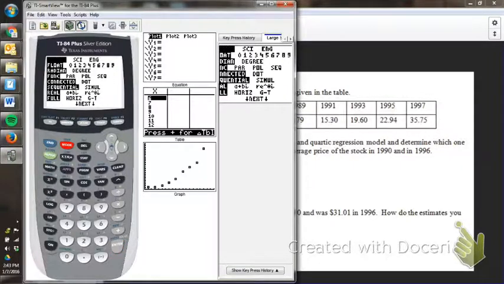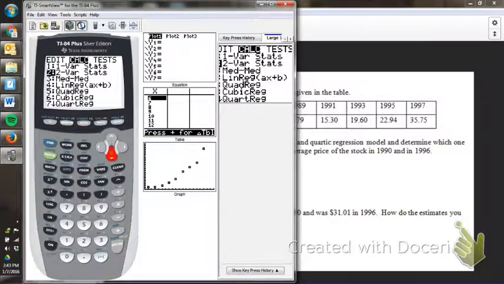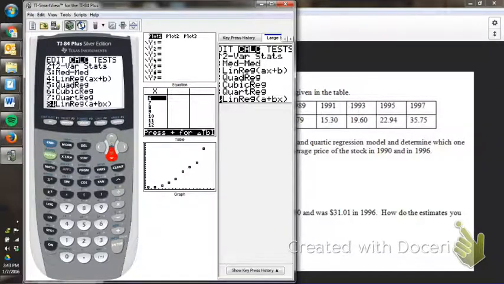So let's try the last one, quartic. I keep going to Mode for some reason. I go over to Calc, and I'm going to do QuartReg, which stands for quartic regression. This is going to give us an equation in the form of x to the 4th power.